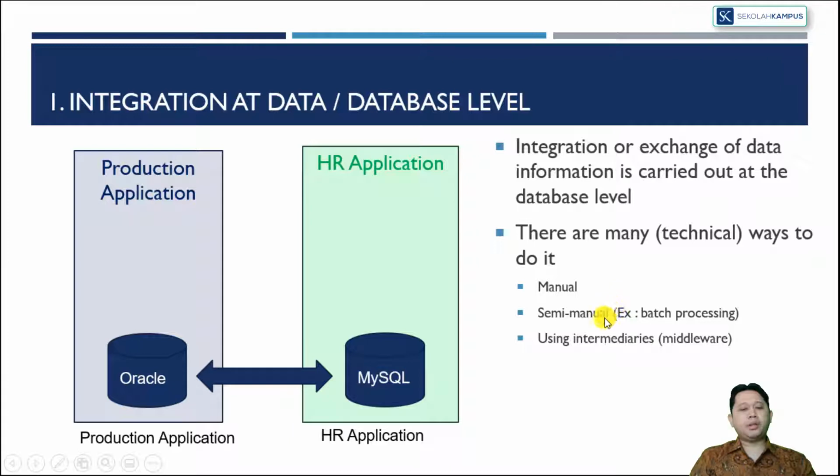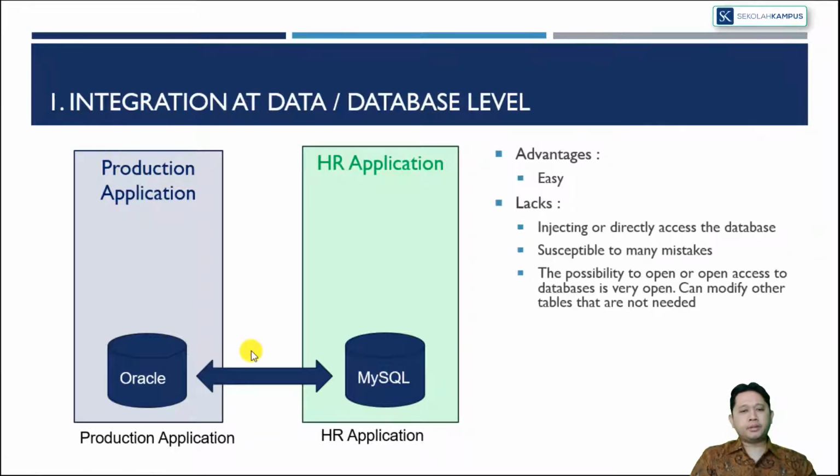Or maybe semi-manual, for example with batch processing. For example, we can set 1 hour or maybe 1 day so that the employee data will be copied or updated from the HR application into the production application. And the third one, we can also use an intermediary, something in the middle. In the middle we can use a middleware.